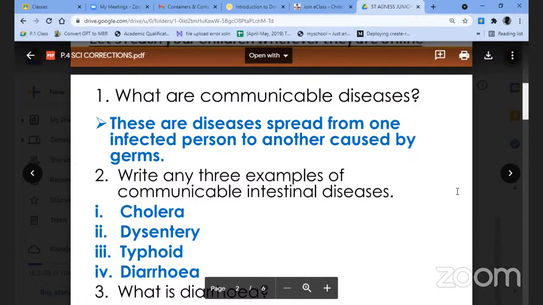Now, most of you were adding the word with the blood stain. If you add the word with the blood stain, then the answer does not become correct. Because when you pass out watery stool many times with the blood stain, that is what they call dysentery. So you need to know the difference between diarrhea and dysentery. Are you getting it, learners? The answer that I expected from you is just like the way Chris has said. That is the frequent passing out of watery stool.